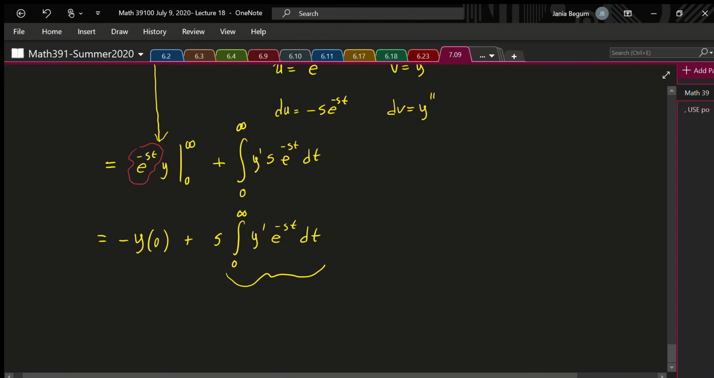So what do we conclude? We conclude that the Laplace transform of the second derivative is going to be negative y of 0 plus s times the Laplace transform of y prime. Well, we can do better than that. Don't we know what this is equal to? We just computed that, right?